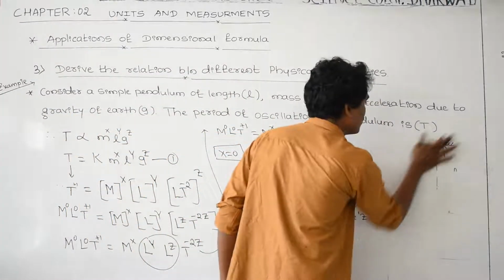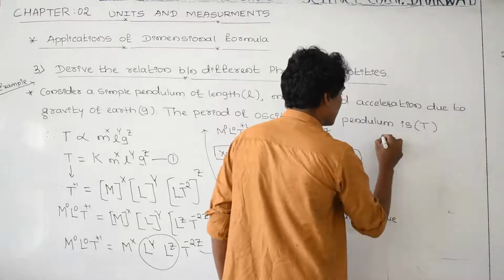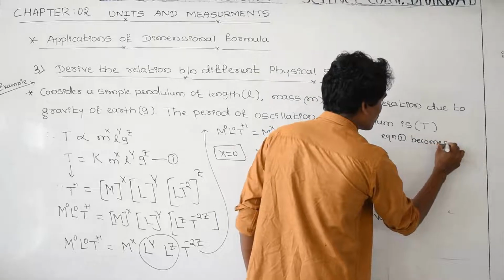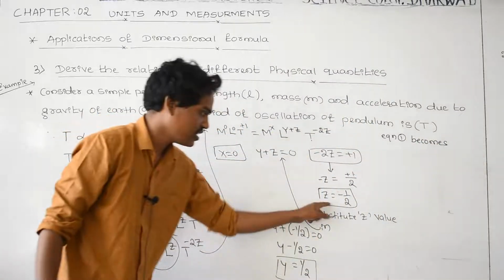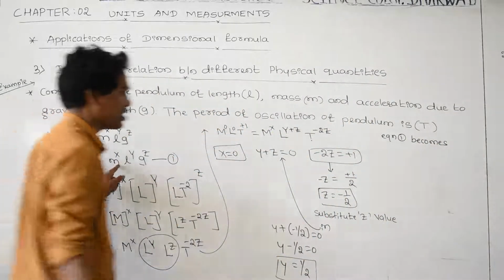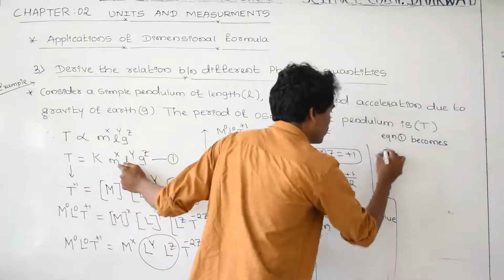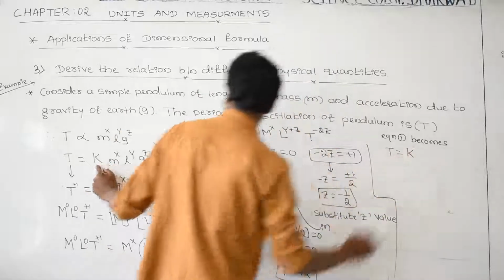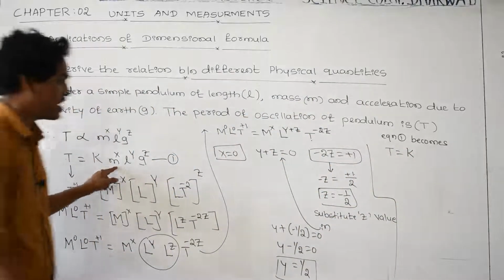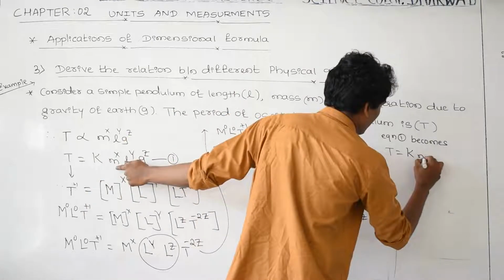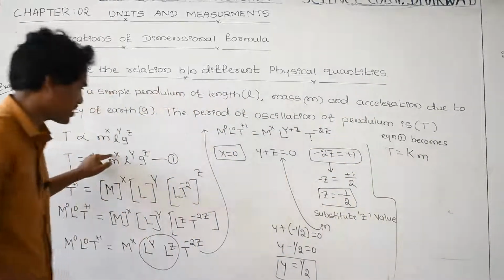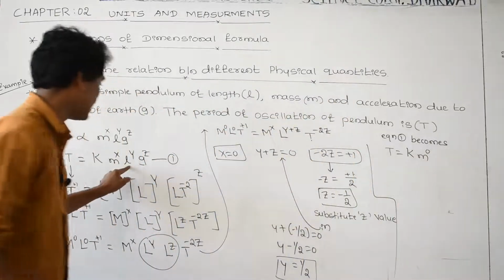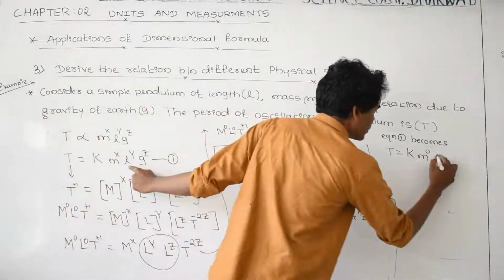Substitute, then equation 1 becomes: substitute all the values x, y, z in equation number 1. Then T is equal to k into m as it is. What is x? X is equal to 0. L as it is.